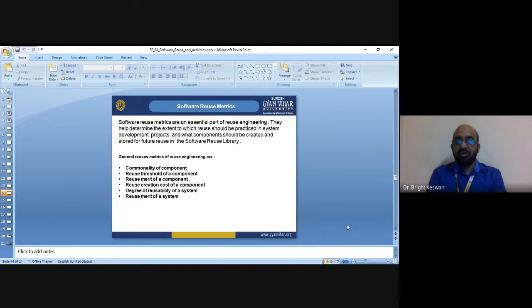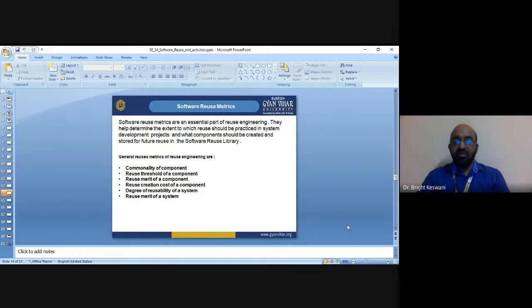When we talk about the commonality of a component, it is used to measure how frequently a component reoccurs across a set or family of systems. When we talk about reuse threshold of a component, it is used to indicate the minimum number of times a reusable component must be reused to pay back the investment in creating or preparing it for reuse.